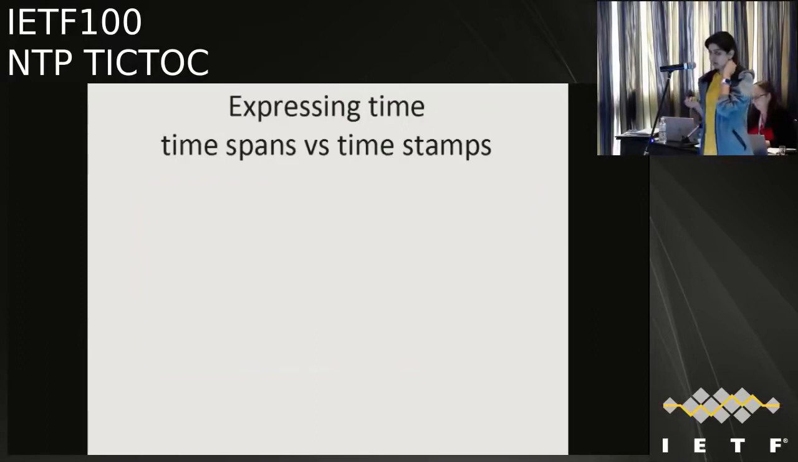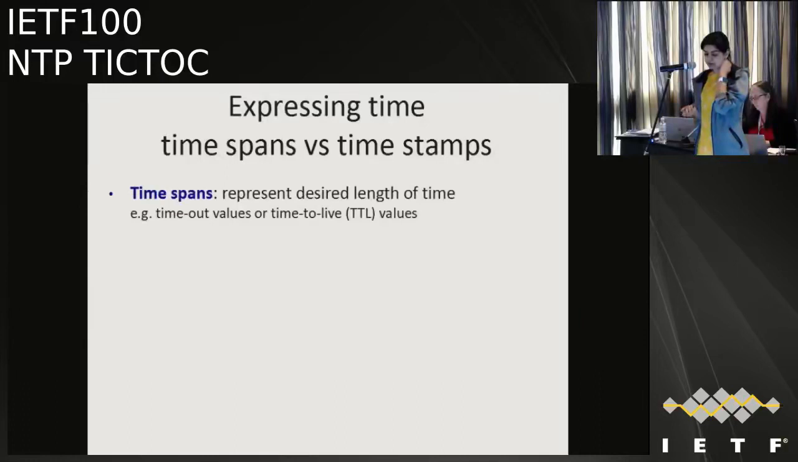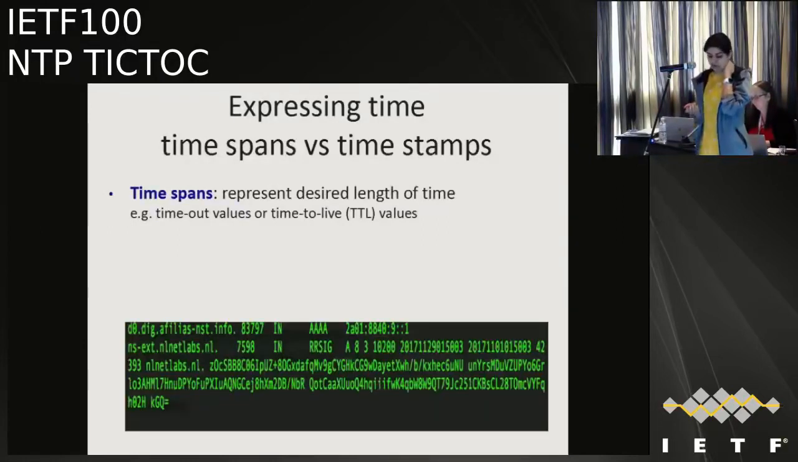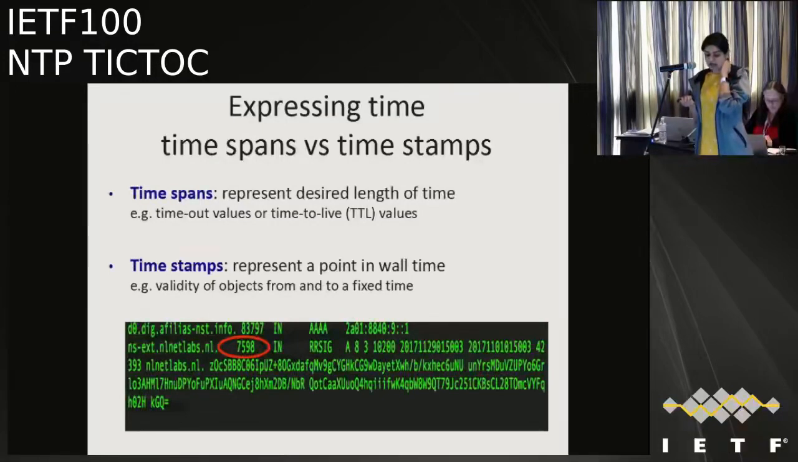Next, I'll explain how different applications use time, in what forms. Applications can use time in the form of time spans or timestamps. So what is a time span? A time span represents a desired length of time, for example, timeout values on protocols or time to live values. It is usually expressed in terms of length of time. It doesn't have an absolute timestamp.